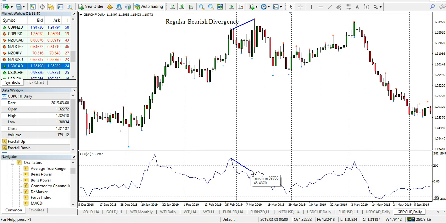Okay, so let's just break that down so far. Divergence itself is when price and momentum are moving in opposite directions. But then you have bearish divergence and bullish divergence. You have bearish divergence when you're comparing highs. So you must compare the same high point of the price with the oscillator.